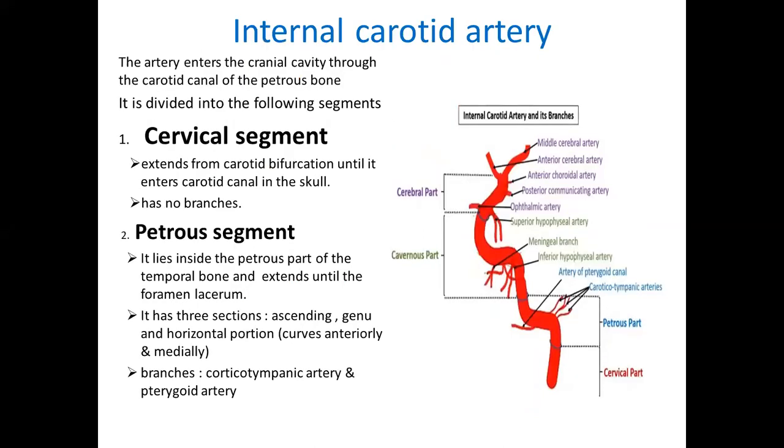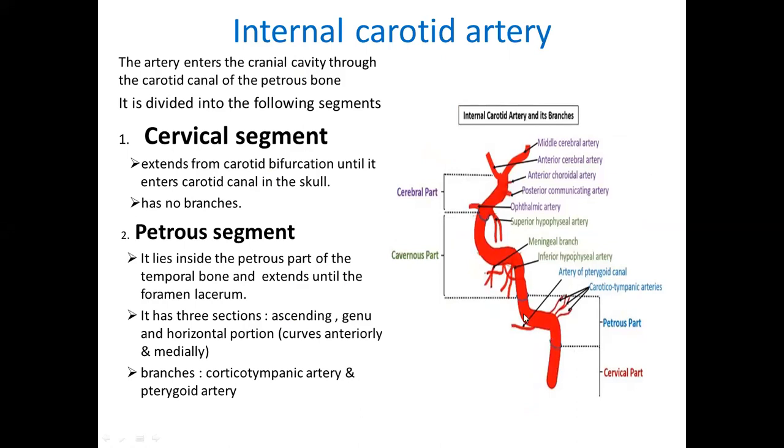First, we'll start with the internal carotid artery. It enters the cranial cavity through the carotid canal in the petrous part of the temporal bone. It is divided into 7 segments. The first segment, the cervical segment, starts from the carotid bifurcation until it enters the carotid canal. It has no branches.